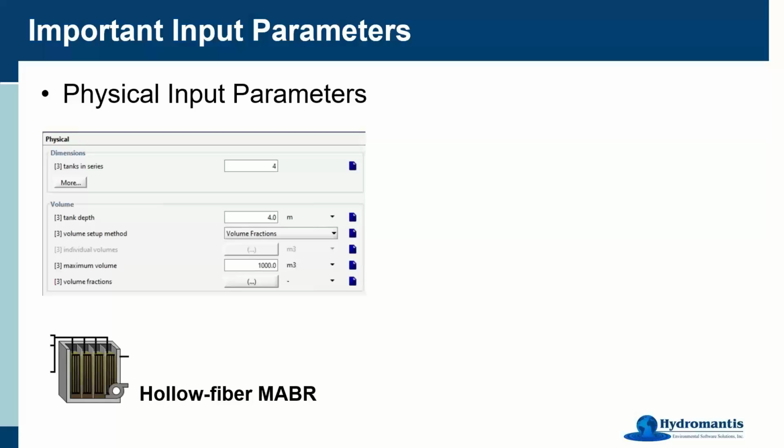So for the hollow fiber MABR, one of the key things is to get the volume of the tanks set up before we even start talking about the fibers themselves. In this case, you can set the tanks in series. As I mentioned, it's 4. Our drawing actually represents 4 tanks in series with these hollow fibers hanging in there. And you set the volume. This is basically exactly the same as a plug flow tank menu.